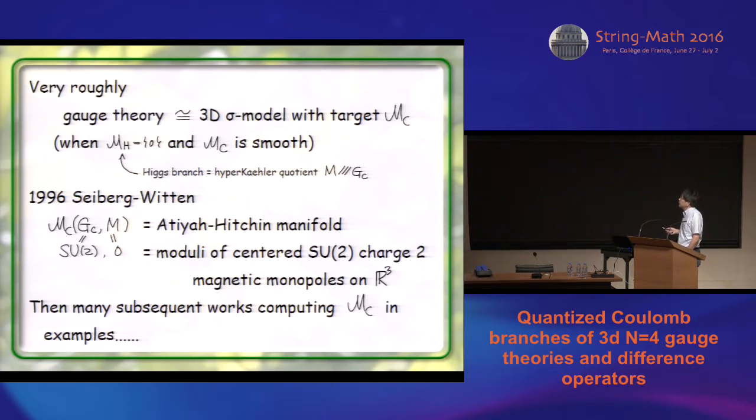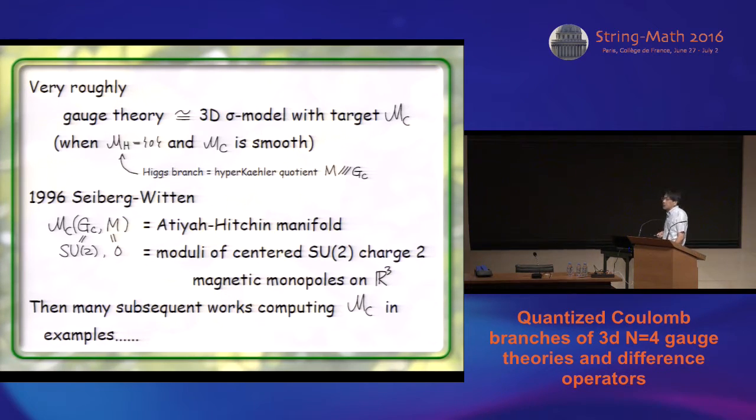You consider the gauge theory, and physicists consider the so-called effective theory. And under some assumption, this gauge theory is equivalent to the sigma model whose target is this Coulomb branch. And this is true when the so-called Higgs branch of the gauge theory just consists of 0, and the Coulomb branch is smooth. This Higgs branch is defined as the hyperkähler quotient of the vector space M by this compact Lie group G_C. So today I will not consider the Higgs branch, but it occasionally appears in my talk.